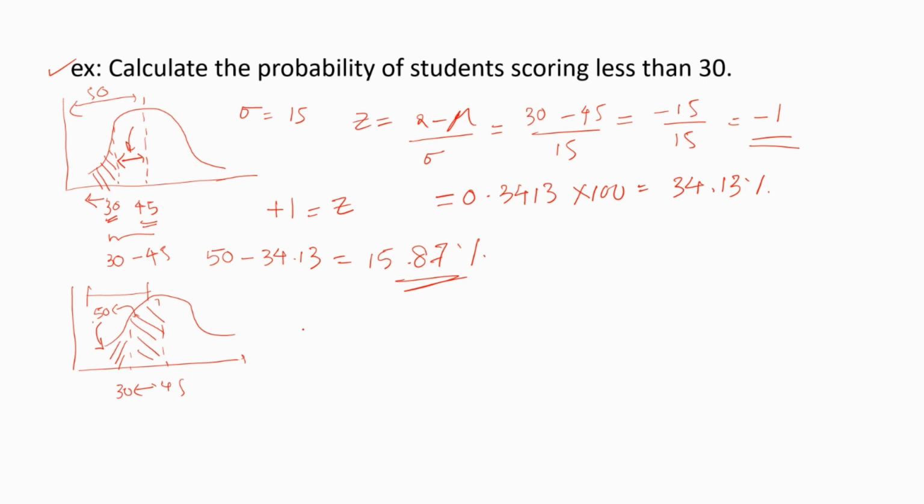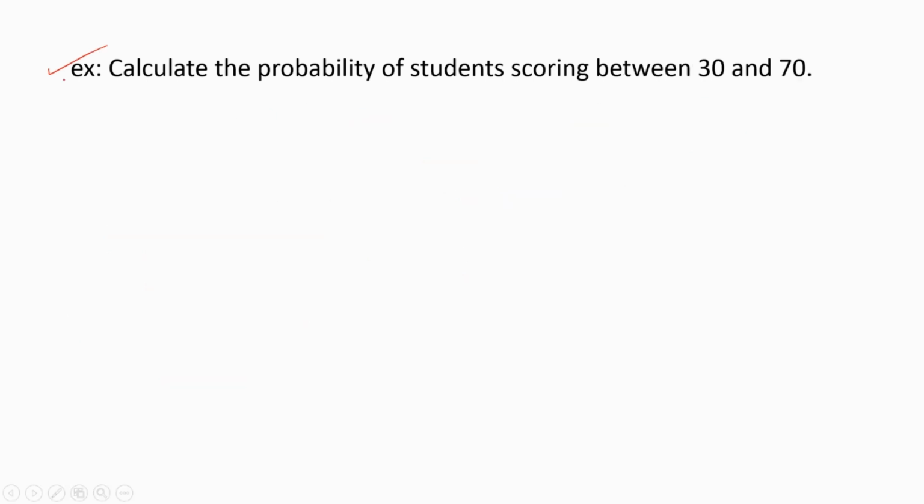This is a bit tricky. You have to have enough practice doing example questions. These type of questions will be tested in the exam because these are not lengthy. You just have to use the z-score formula and find the probability from the normal distribution table. Then assign that probability to the graph and find the respective probability. Now let's do this example. Data is same as before. Calculate the probability of students scoring between 30 and 70.